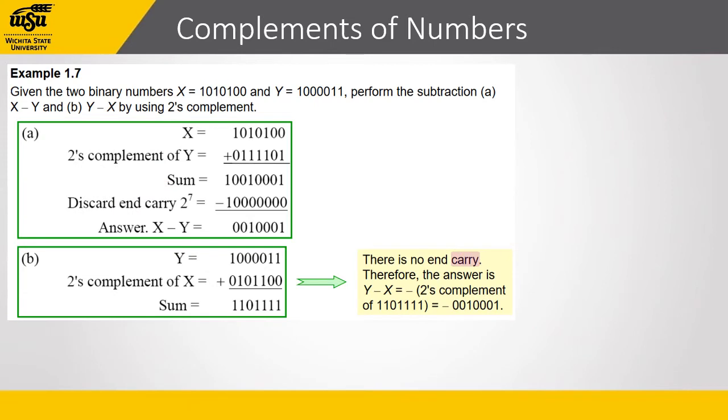Using the complements to perform subtraction in binary numbers also follows the same procedure as we discussed in the previous two slides. So if we want to subtract Y from X, we get the 2's complement of Y, which is equal to 0, 1, 1, 1, 1, 0, 1, and we add them together and we get this result. So we are observing an end carry here, which is equal to 1, 0, 0, 0.